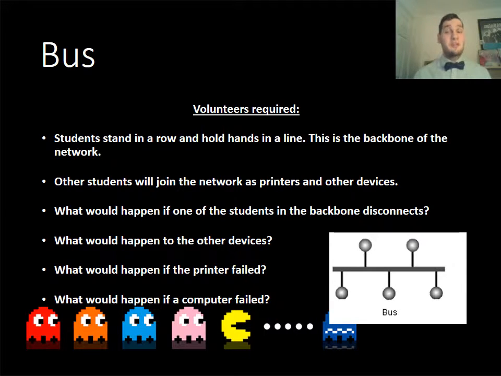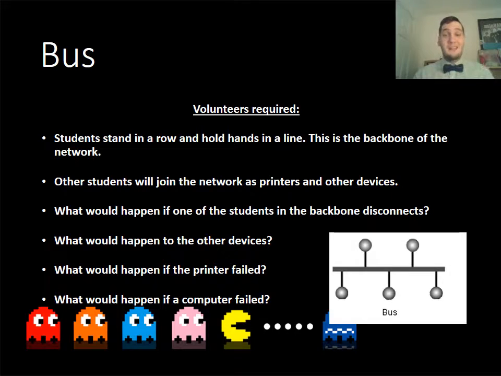So at this point in the lesson, if you're a teacher, what you might want to do is get your students to come up and actually get them to hook their arms together. This is what I would usually do in the lesson, and it's probably how they'll remember it. I get them to hook their arms together and pretend that they are the backbone, and then I get other students to put their hands on each other's shoulders as if they are the clients, the other computers that are connected to it.